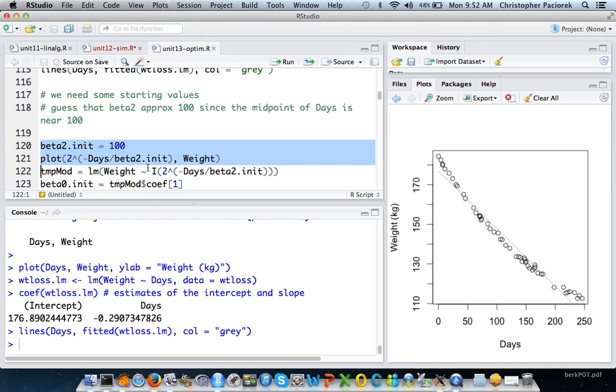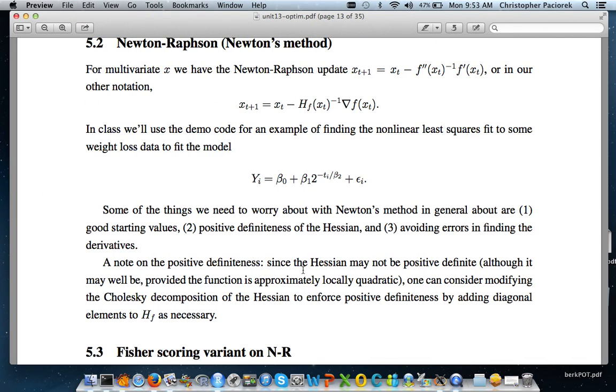Okay, so what I'm going to do is I'm trying to follow this recipe. What if beta 2 were 100? Well, then that new covariate is, did I write that wrong? Oh, sorry, that was 2 rather than e.